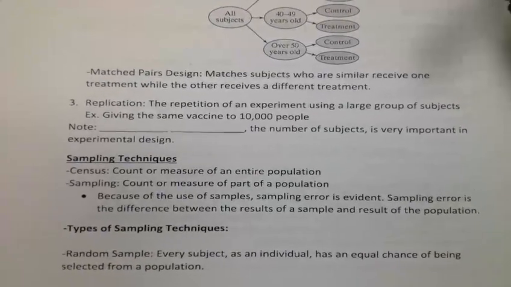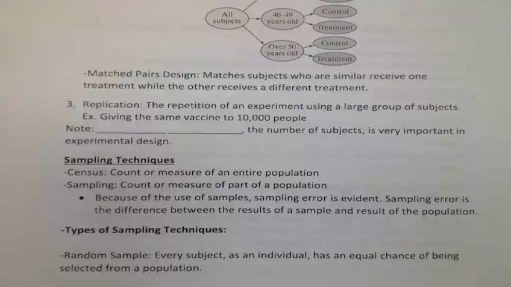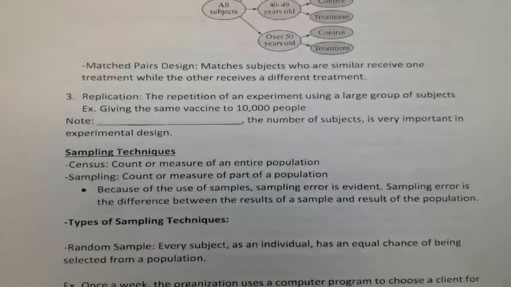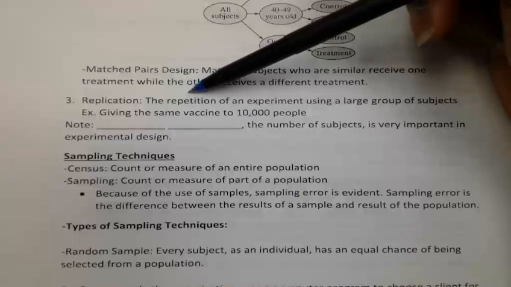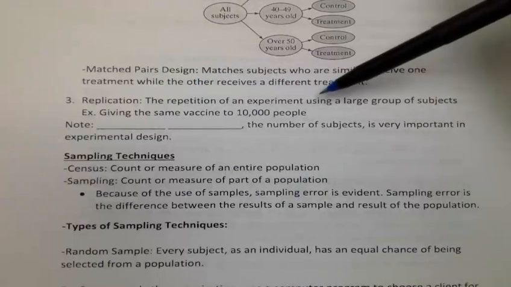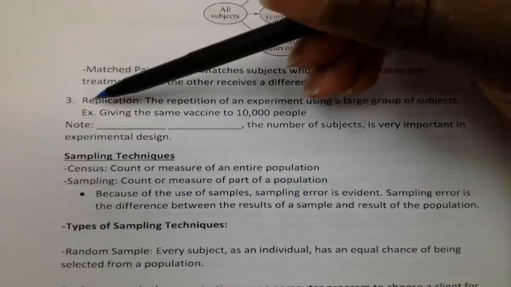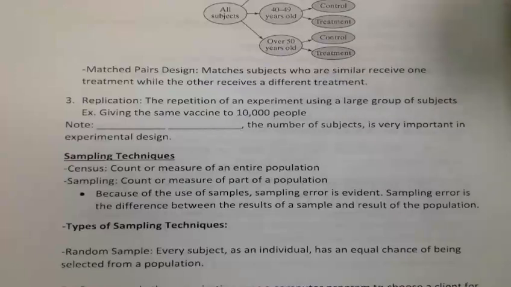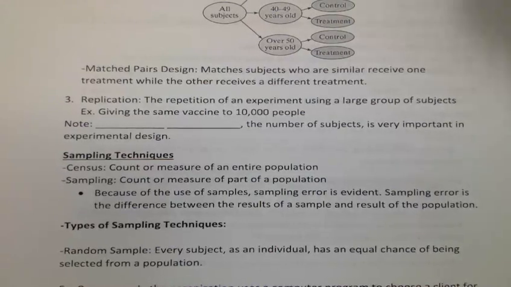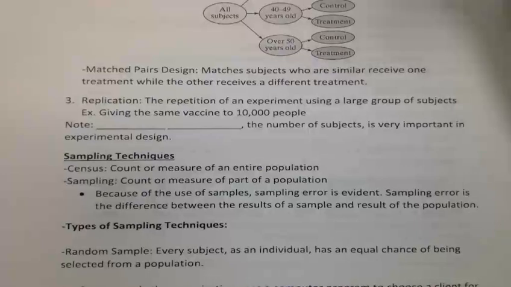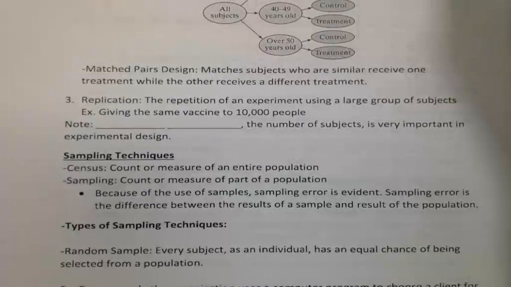All right, now lastly, replication. This is the repetition of an experiment using a large group of subjects. So, giving the same vaccine to 10,000 people, that's doing the same thing over and over again to make sure you have a good number, and to make sure everything is controlled, pretty much.